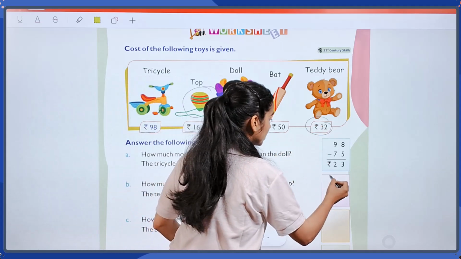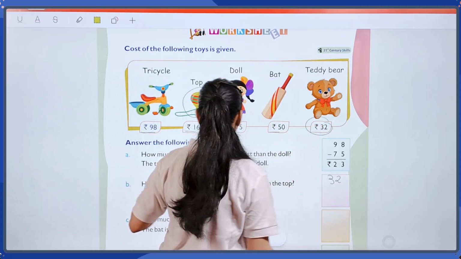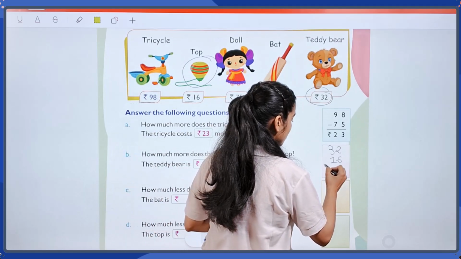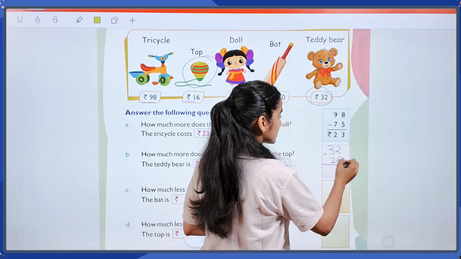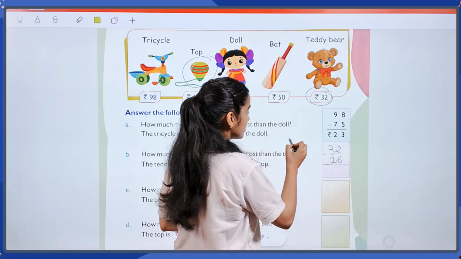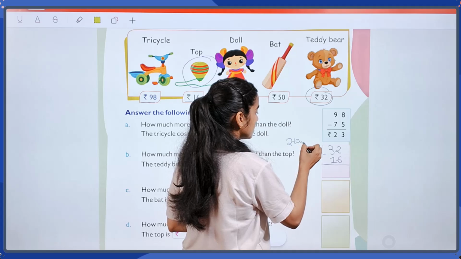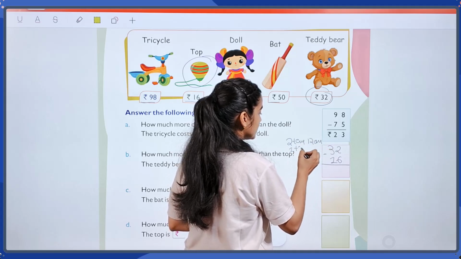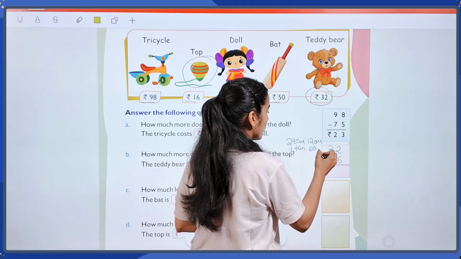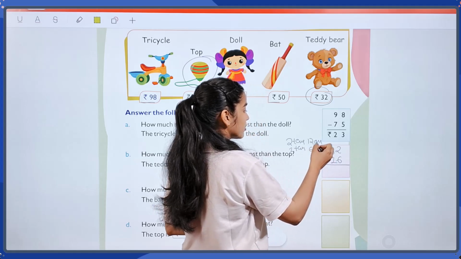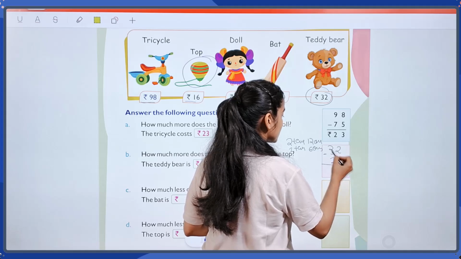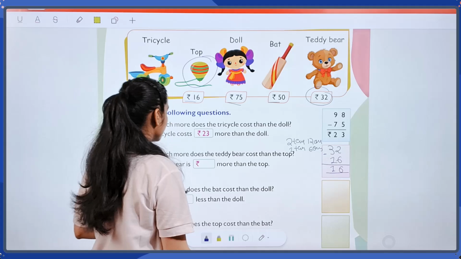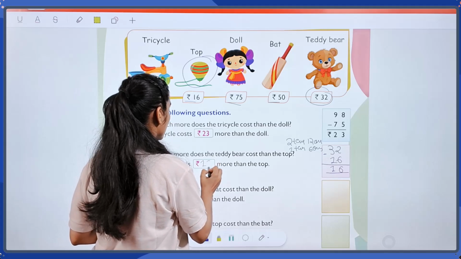So what you have to do is subtract 16 from 32. So 2 minus 6 is not possible. You can convert this to 2 tens and 12 ones, 1 ten and 6 ones. So 6 subtracted from 12 ones, your answer will be 6. 2 minus 1 is 1. So your answer is 16 rupees more than the top.